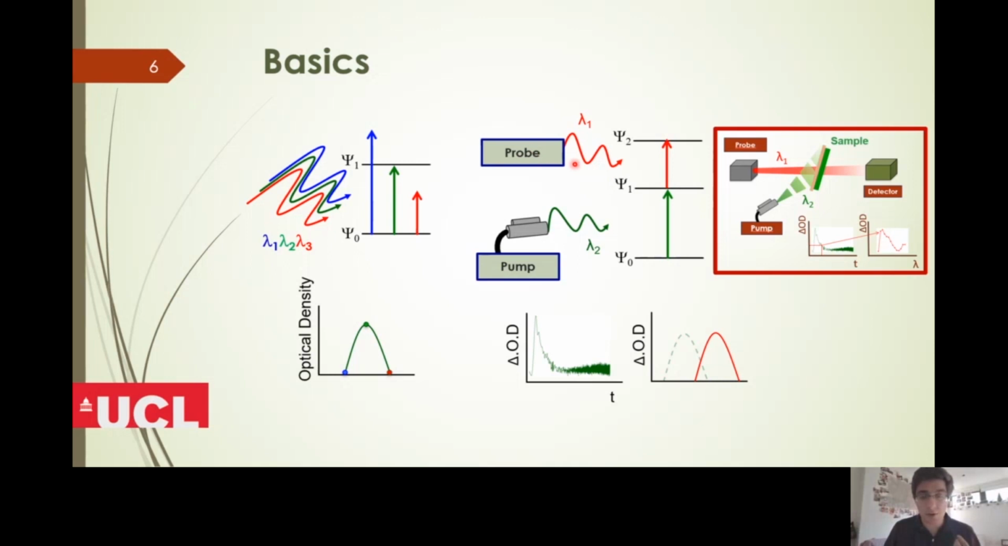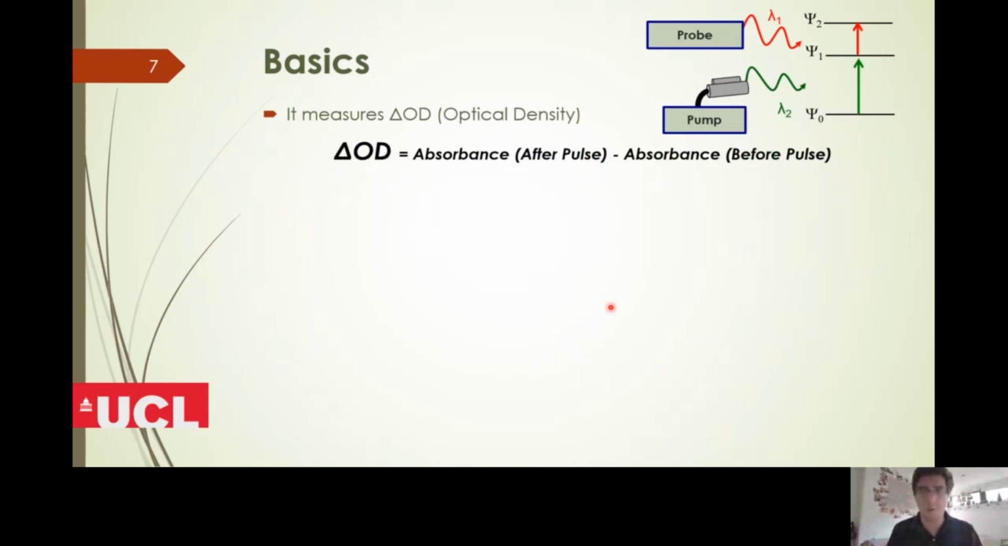Then the probe does a similar thing to ground state absorbance, but on your first excited state. This technique has some time evolution, so if you establish a delay between the pump and the probe, you can see the evolution of your photoexcited state with time. But this technique doesn't measure the absolute absorbance of your photoexcited species. What it measures is the difference in optical density, delta OD, which is the absorbance after the pulse minus before the pulse.